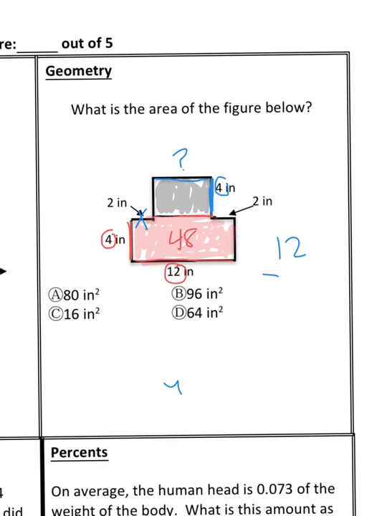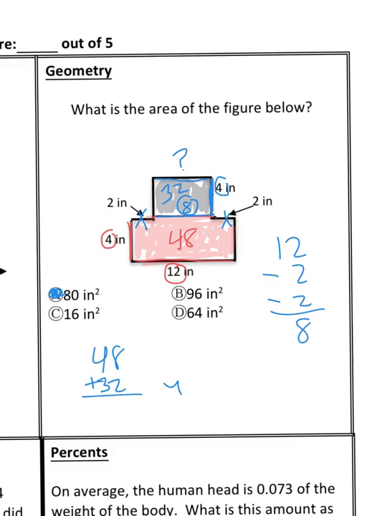Remember, I'll start with 12. I subtracted that 2 away. And I'm going to subtract this 2 away, which we don't need, which means we're down to 8. That means this whole bottom is going to be 8. So now I have my two measurements. 8 times 4 is 32. So now I just take my two areas. The area of the red rectangle was 48, plus the area of the blue rectangle was 32. If I add those together, I get 80 square inches, which is A.